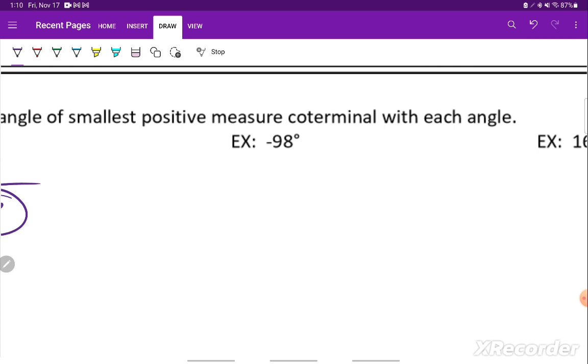Our next example, you'll notice, is a negative number, negative 98. And we need our answer to be something between 0 and 360. So this time we are going to add 360 to our negative 98 degrees, and that'll give us a coterminal angle between 0 and 360. We end up with 262 degrees.